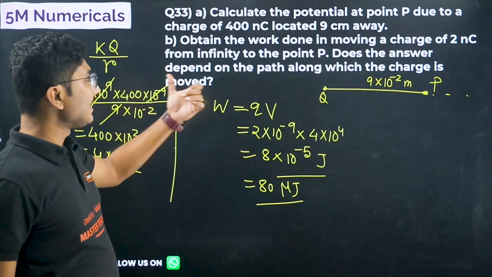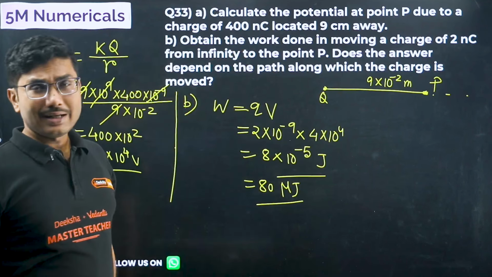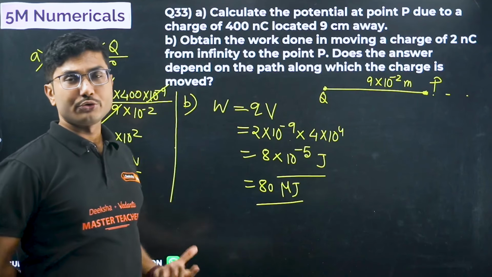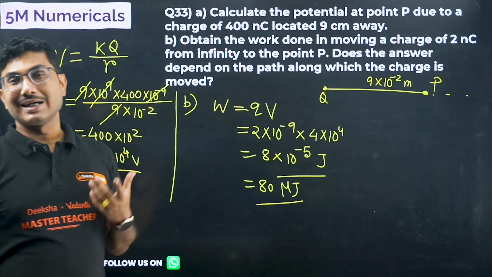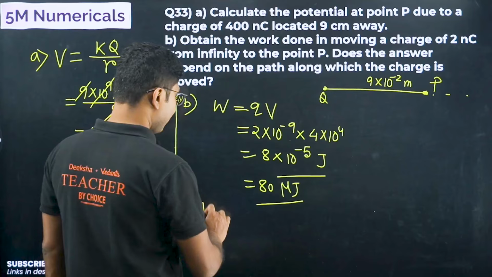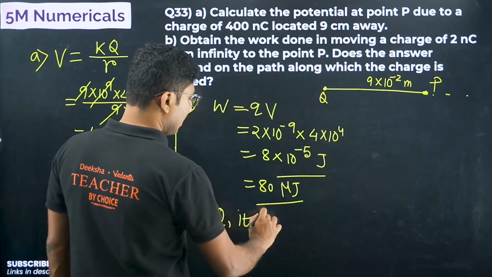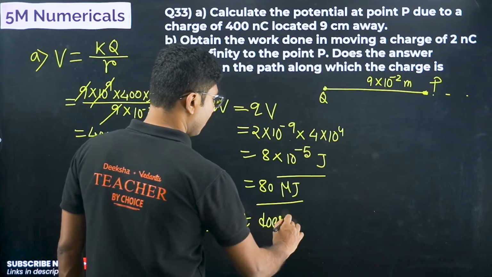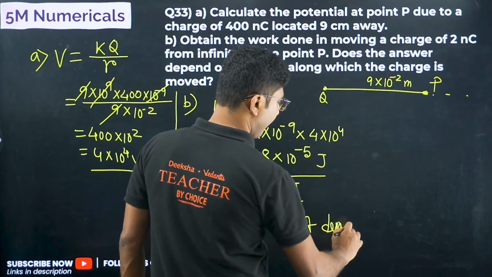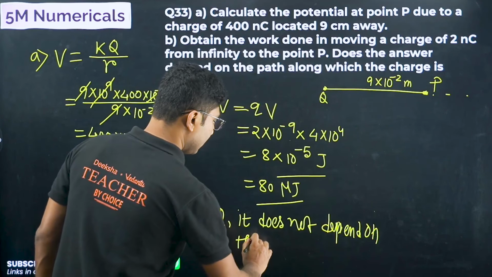Now the part says, does it depend on the path along which the charge is taken? If you see the calculation, the path is not involved. Also you should know that the electrostatic field is a conservative field, so it is independent of path. So the answer for the second part you have to mention is no, it does not depend on the path taken.